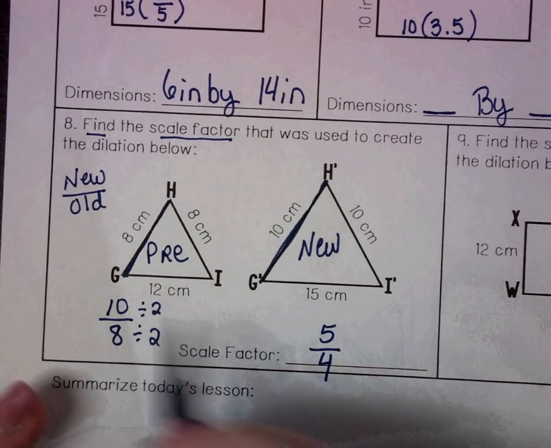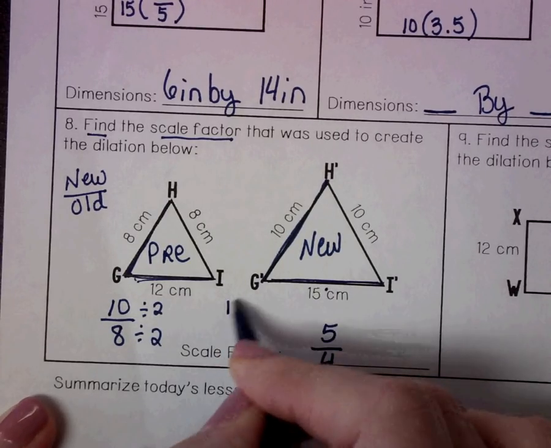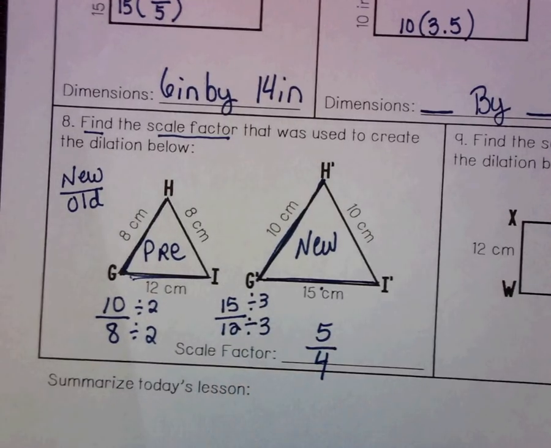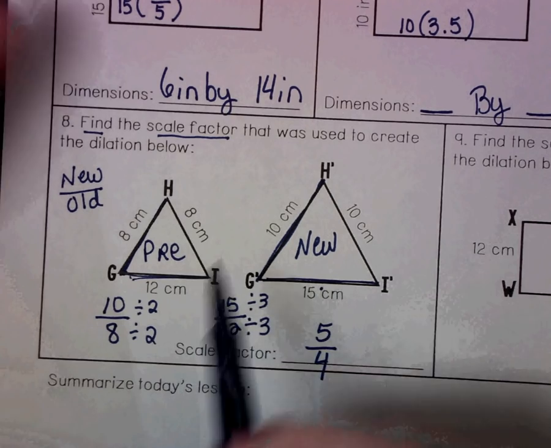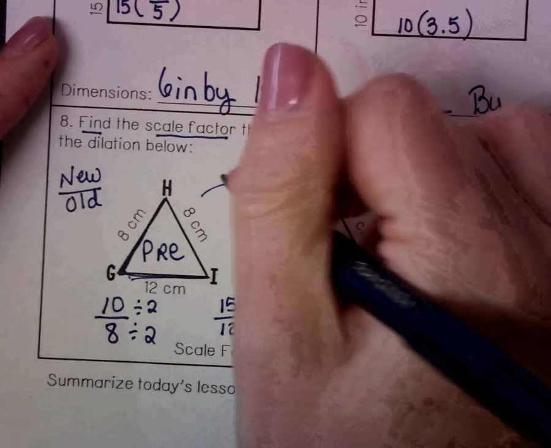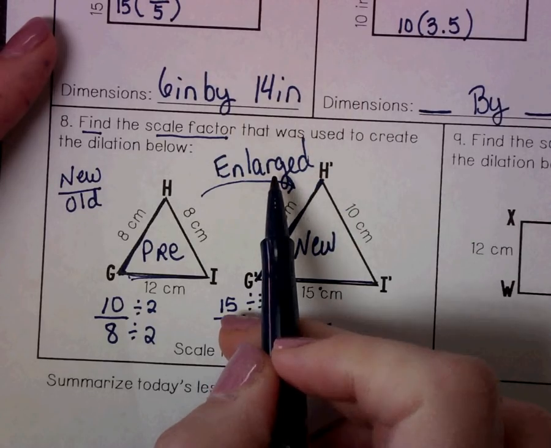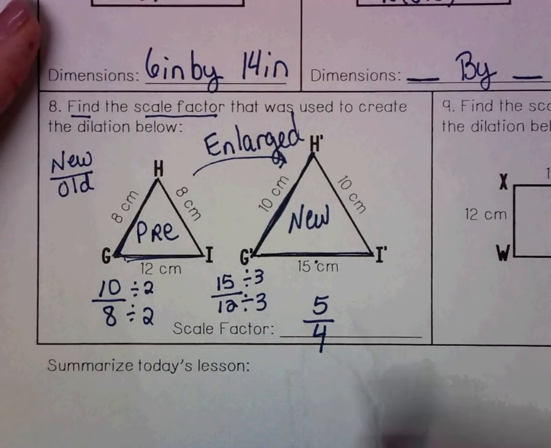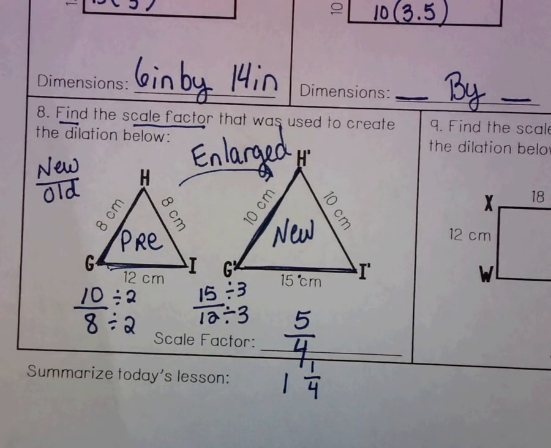Now let's check it with different sides. If I do GI and G prime, I prime, again, new over old, 15 over 12. That reduces by 3. That still equals 5/4. The other thing I want you to note, another way to check yourself, is we went from here to here. And what happened to our figure? It got bigger, right? It enlarged. So that means our scale factor should be greater than 1. Is my scale factor greater than 1? It is. This is another improper fraction. That's really 1 1/4. That is bigger than 1, so that's a way to check ourselves to make sure we did it right.